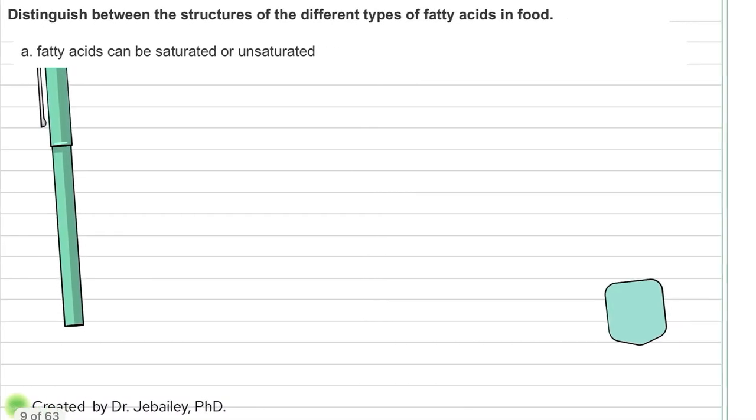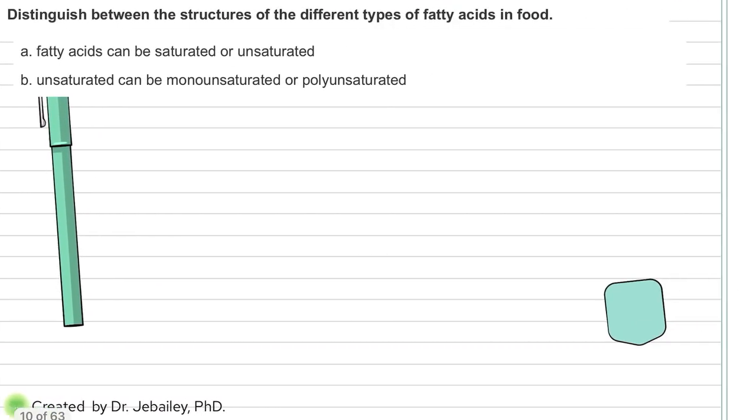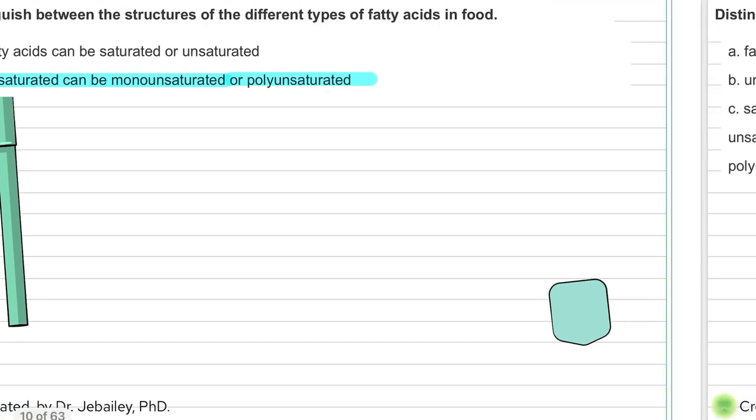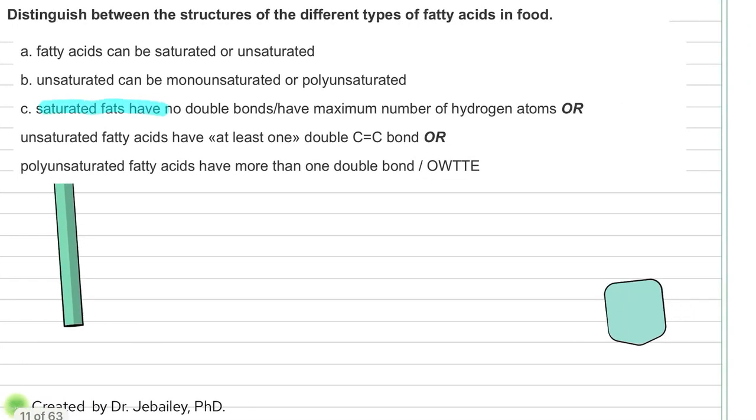Now let's look at the mark scheme. The first one says fatty acids can be saturated, unsaturated. That's what we mentioned. Second, unsaturated can be mono or poly, as I have mentioned. Third, saturated have no double bonds or maximum number of hydrogens, which you can see, while unsaturated have at least one double bond, or the poly has many double bonds. So it's basically all the drawing that I have done. You can do the drawing or you can put them in words.